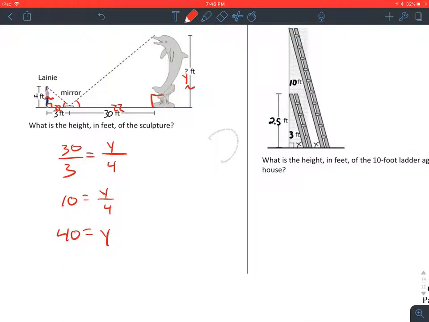What is the height in feet of the sculpture? The sculpture is 30 feet tall.